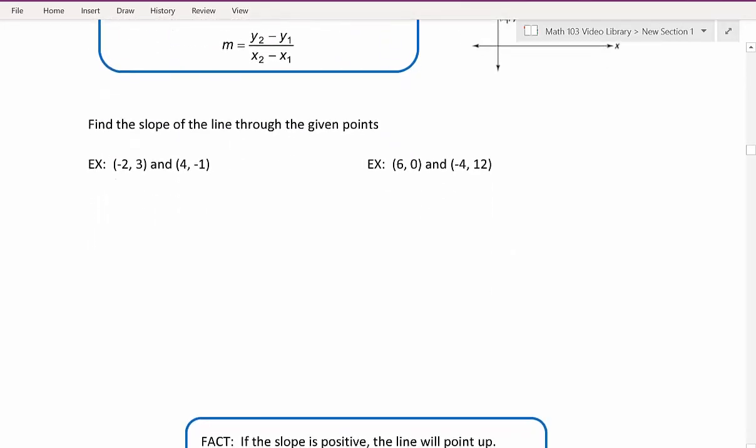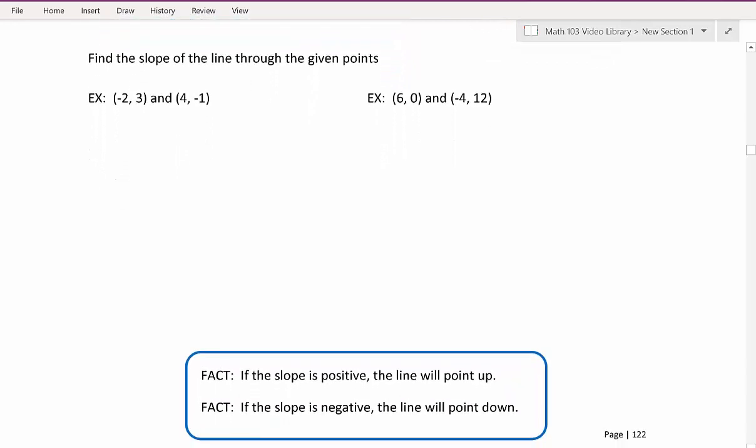Let's find the slope of the line through the given points. Our first example, we have the points -2, 3, and 4, -1. I like to start by writing x1, y1, and x2, y2 above my points. And then we're going to plug it into our slope formula, y2 minus y1 over x2 minus x1.